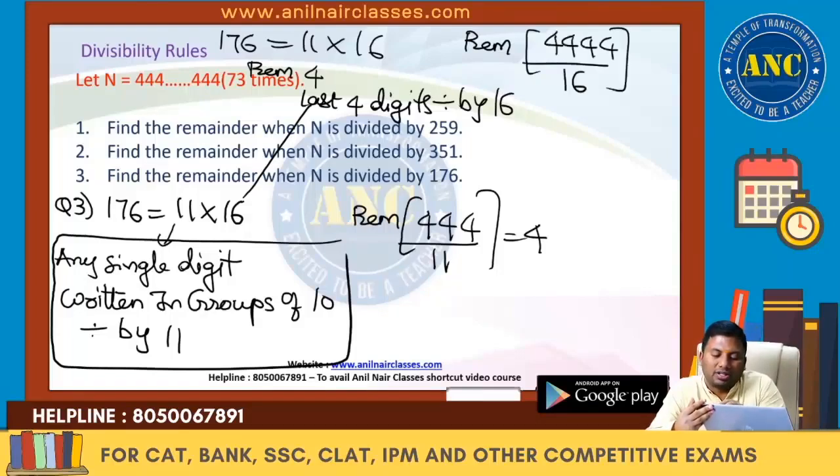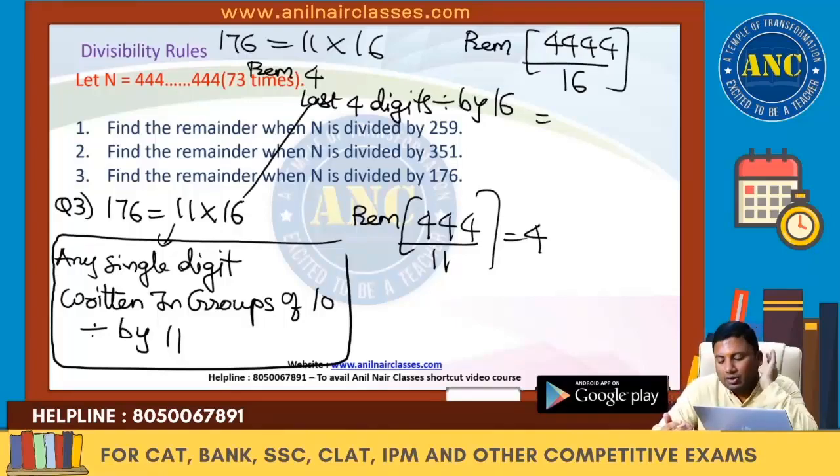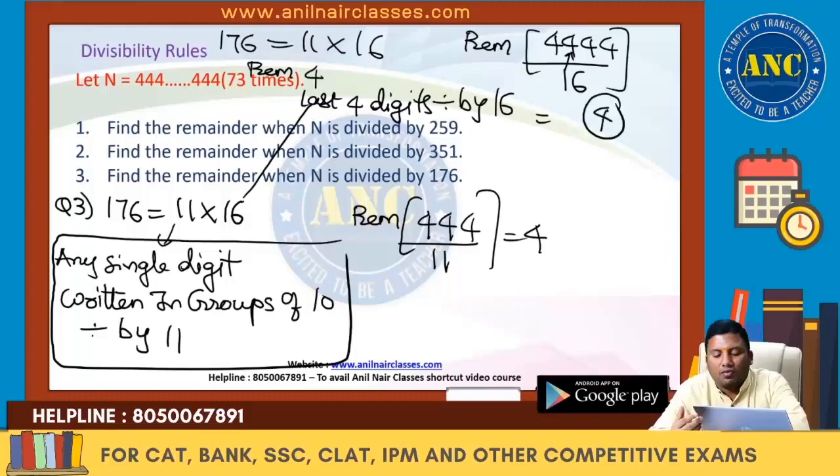4444 divided by 16. 16 twos are 32, 16 sevens are 112. 16 threes are 48, minus 44, minus 4. Minus into minus plus, so 4 is the remainder. Again, see how I am doing. 444 divided by 16: 16 threes are 48, minus 44, remainder is 4.